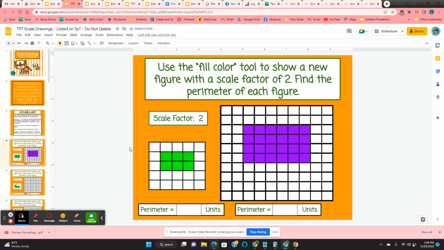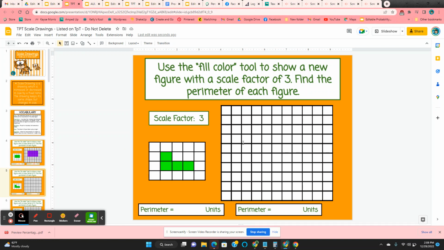Now I want them to notice the perimeter, what happens when they increase by a scale factor of 2. So if they figure the perimeter on the smaller figure is 10 units, they count the larger figure, it will be 20 units. So if it's a scale factor of 2, the perimeter is multiplied by 2. They're going to do some different shapes.